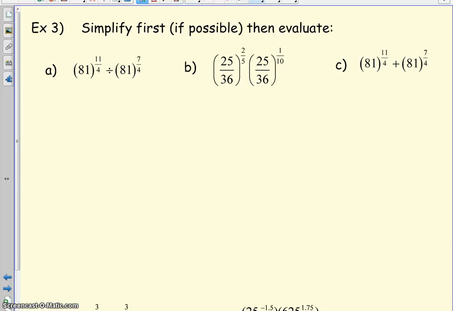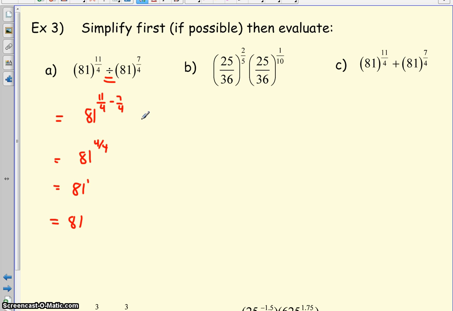So in the case here, I have 81 to the exponent of 11 over 4 divided by 81 to the exponent of 7 over 4. How can I simplify that? Well, again, I'm dividing two powers of the same base here. So when I divide two powers of the same base, I subtract the exponents. This is going to be the same thing as 81 to the exponent of 11 over 4 minus 7 over 4. Okay, again, just subtracting those exponents. When I subtract those exponents, 11 over 4 minus 7 over 4 is 4 over 4, which of course is just 1. So 81 to the exponent 1, which is just 81.